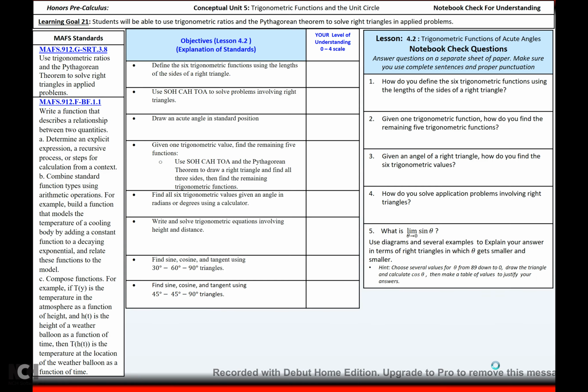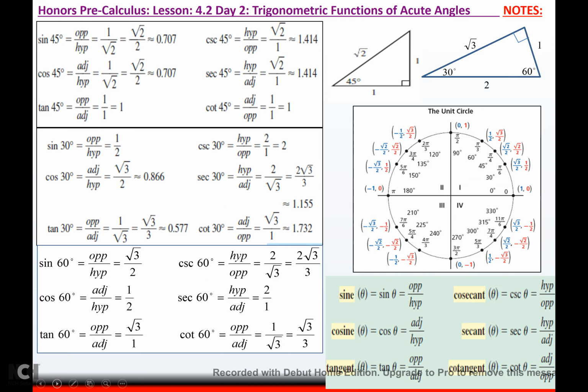Alright, today we are going to be talking about trigonometry some more. Alright, so I put all these notes up just for your reference. You can look at this.